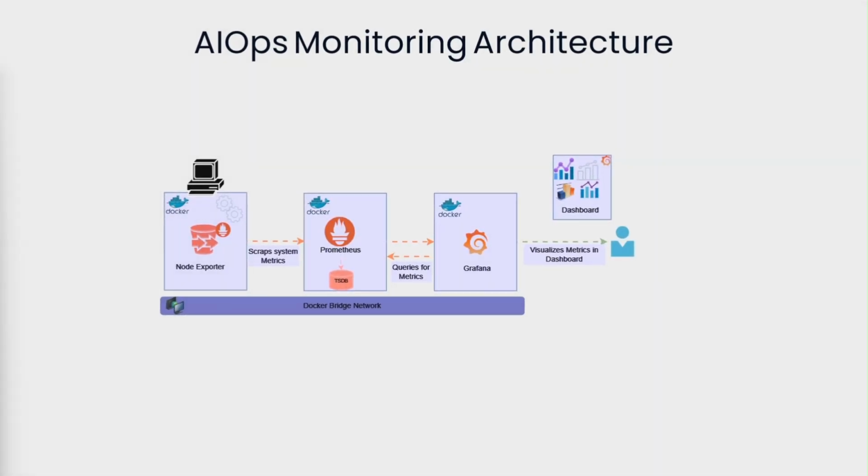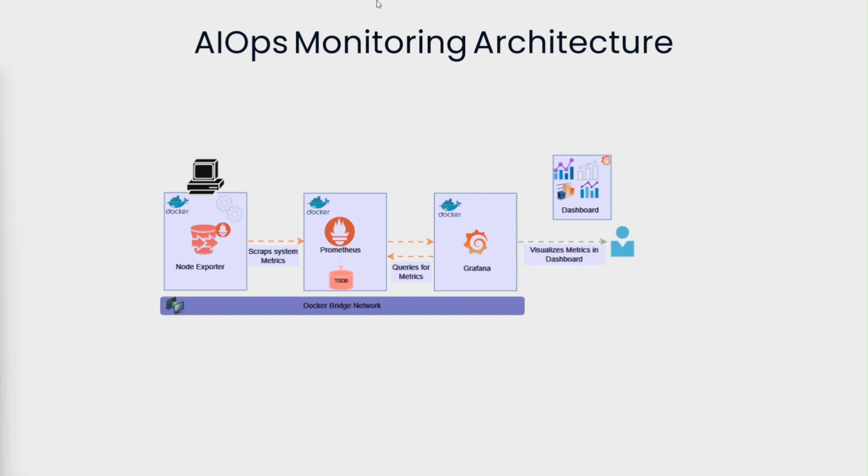Here's the architecture of our AIOps monitoring setup. As you can see, it involves Node Exporter for scraping system metrics, Prometheus for storing those metrics, and Grafana for visualizing them on a dashboard. All of these components communicate through a Docker Bridge network, ensuring they can work together in an isolated and secure environment. We've discussed this architecture in detail in a previous video, so I highly recommend checking that out for a deeper understanding before proceeding with this lab. It will help you follow along more effectively.